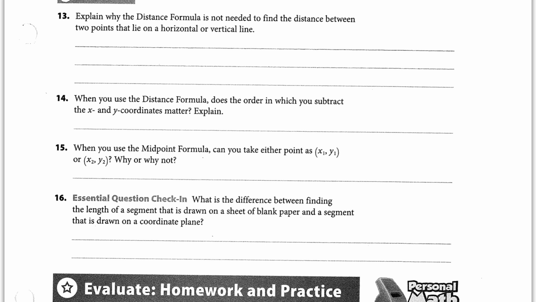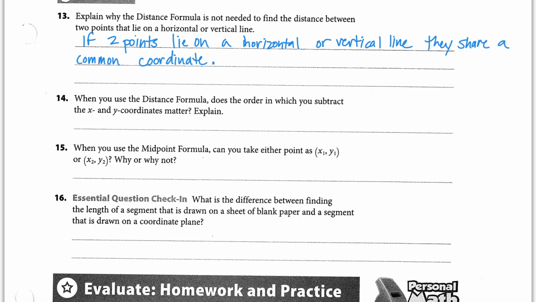Explain why the distance formula is not needed to find the distance between 2 points that lie on a horizontal or vertical line. If 2 points lie on a horizontal or vertical line, they share a common coordinate. So to find the distance, you just need to find the difference between the remaining coordinates.